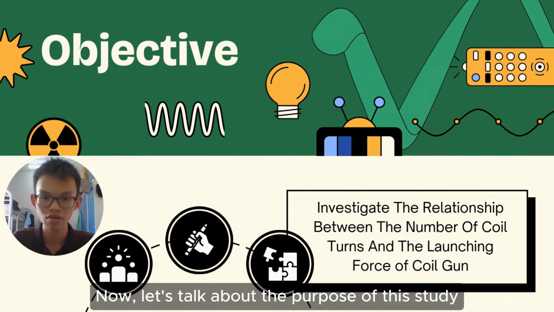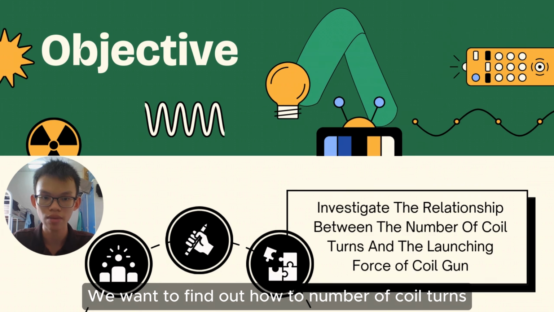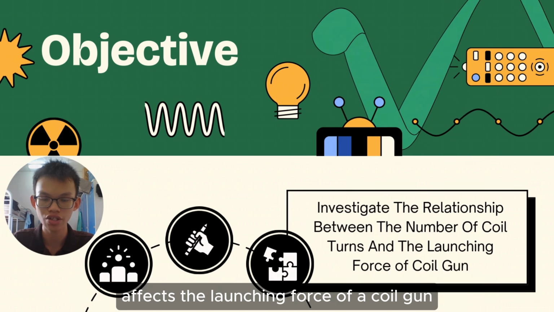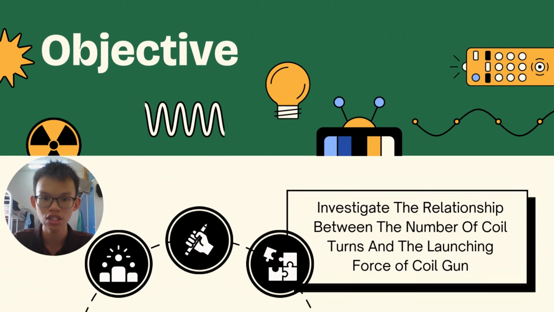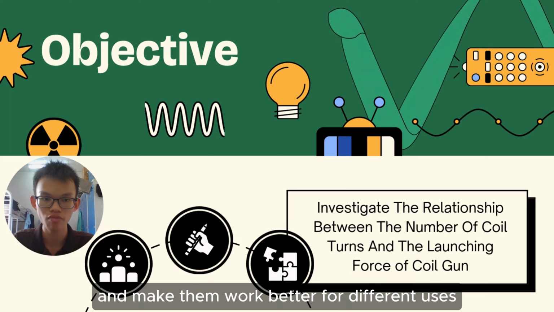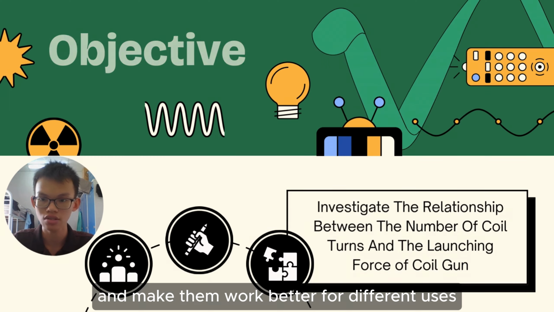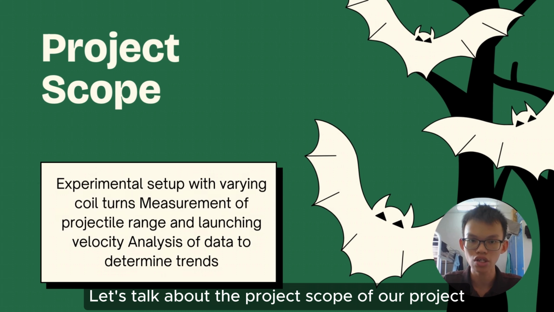Now, let's talk about the purpose of this study. We want to find out how the number of coil turns in a solenoid affects the launching force of a coin gun. By understanding this, we can improve the performance of this system and make it work better for different uses.